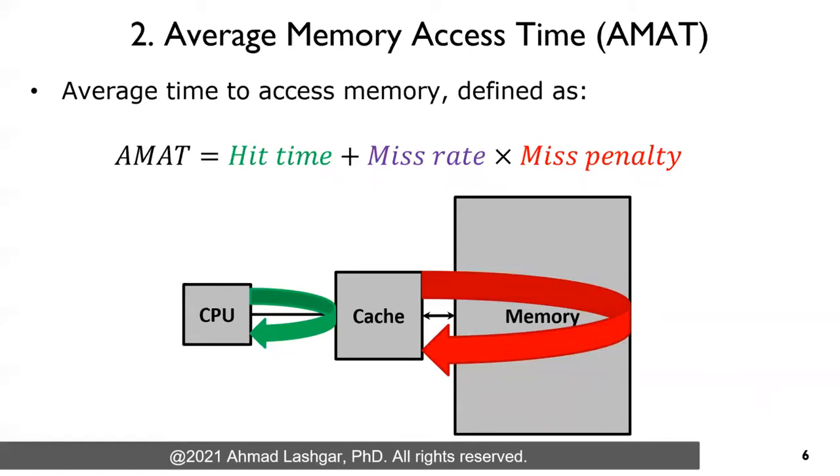Miss penalty is normally much larger than hit time. And in a very good memory hierarchy, miss rate is very low. So the second term we see in here does not contribute much overall into average memory access time. Let's see an example.